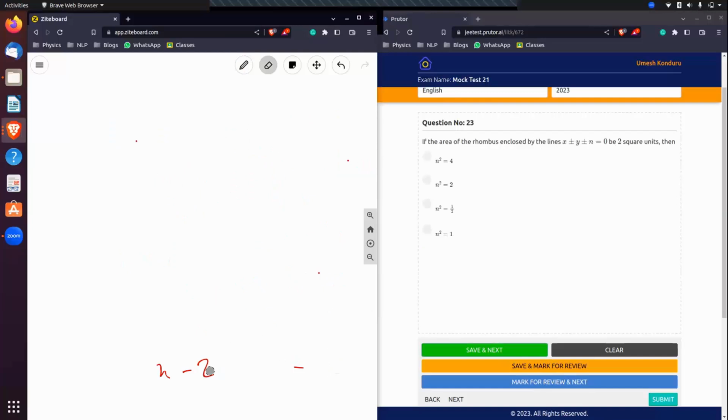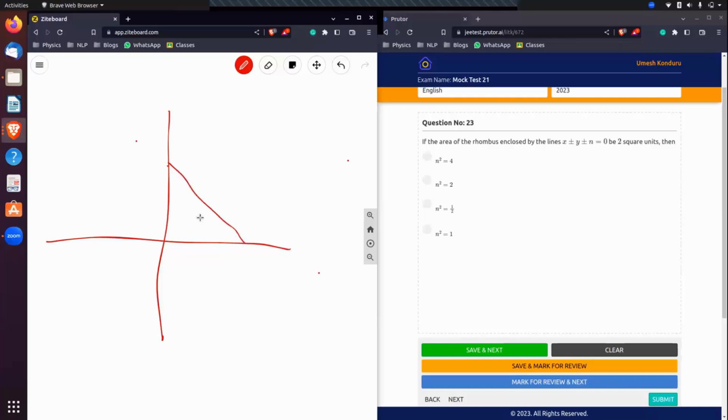This is another simple question. I think you basically have lines of this form. So x plus y equals n would look like this, and x plus y equals minus n would look like this, and x minus y equals x plus n will look like this, and y equals x minus n will look like this. So this is in fact a square.